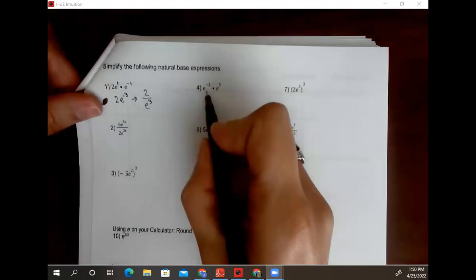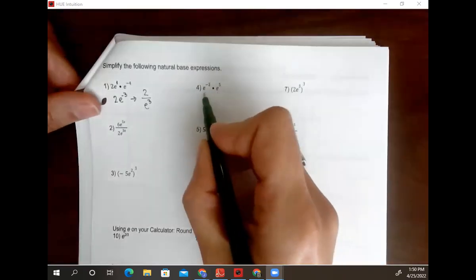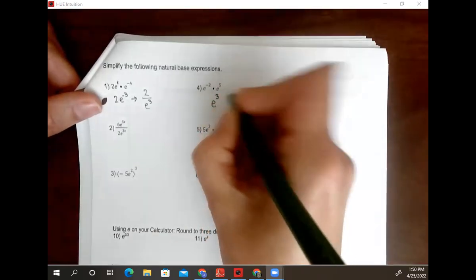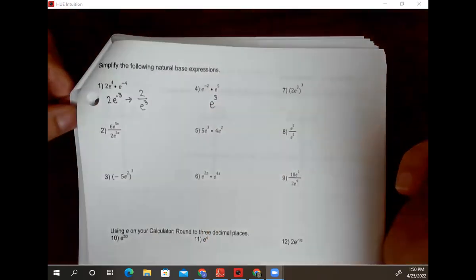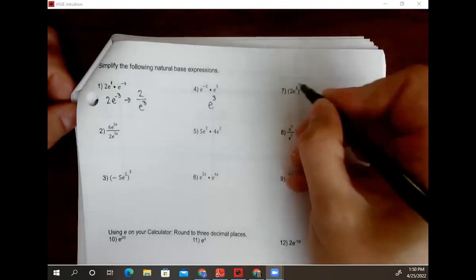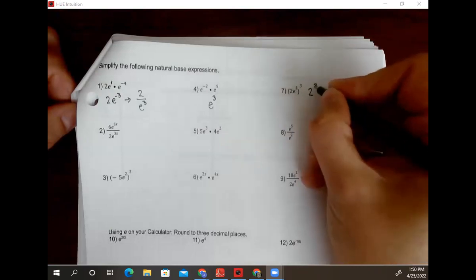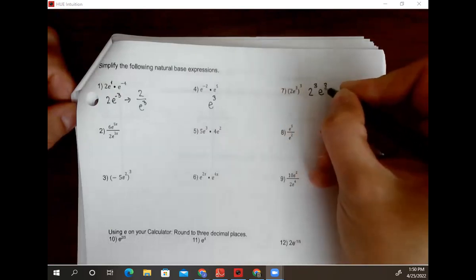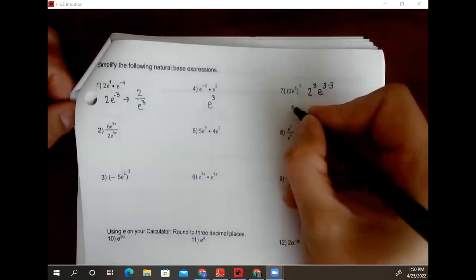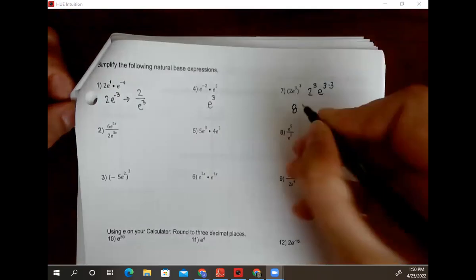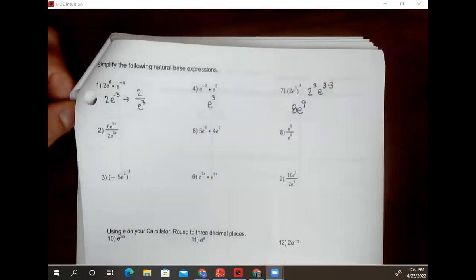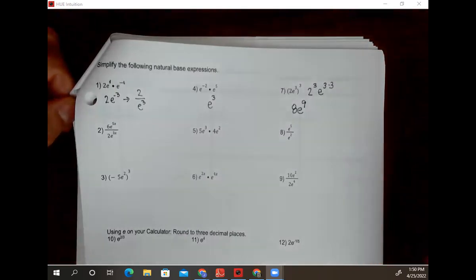For number 4, same idea. I'm multiplying things that have the same base, so I add their exponents. Negative 2 plus 5 would be 3, so I have e cubed here. For number 7, I've got a power to a power. So the outside power distributes in. This would be 2 cubed times e cubed to the 3rd, power to a power, we multiply. 2 cubed is 8, so I'm going to go ahead and simplify that since I know what it is. And then e to the 9th, 8e to the 9th there.